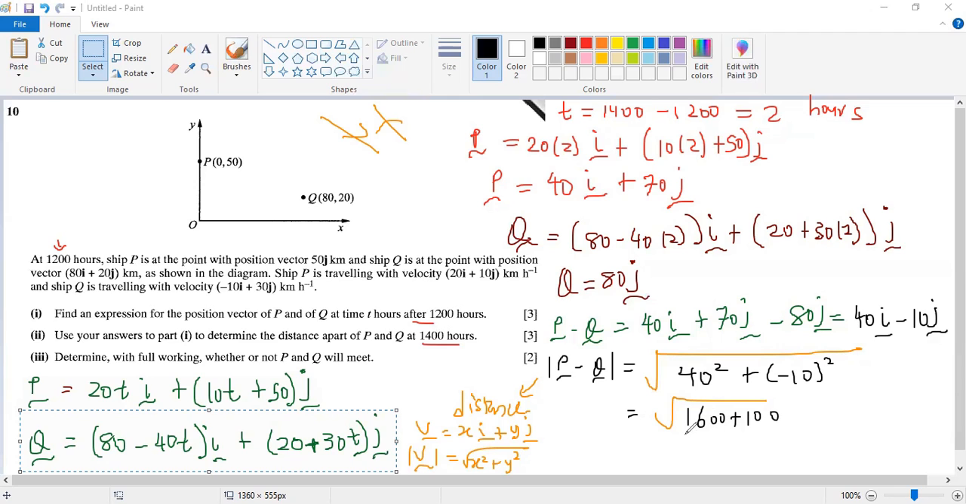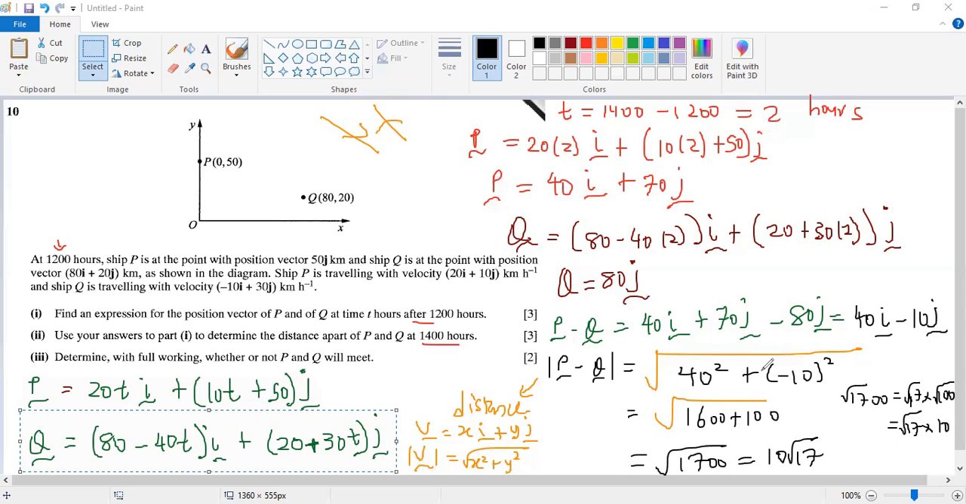So the distance apart is just the square root of 1700, which is just 10 root 17, because you write it in surd form. The square root of 1700 can be split as root 17 multiplied by root 100. So root 17 stays, times 10. So done. That's the second part of the question.